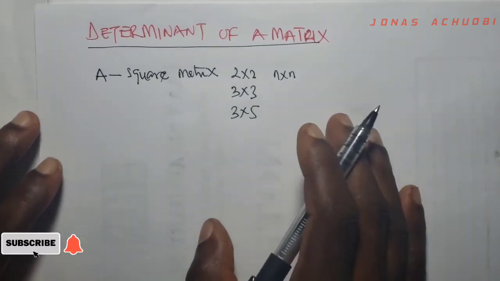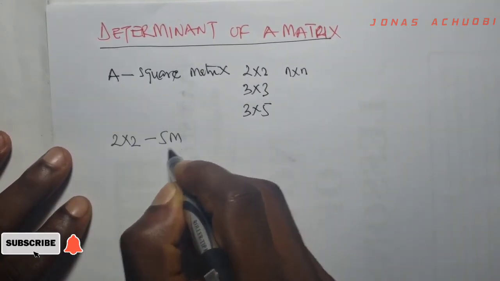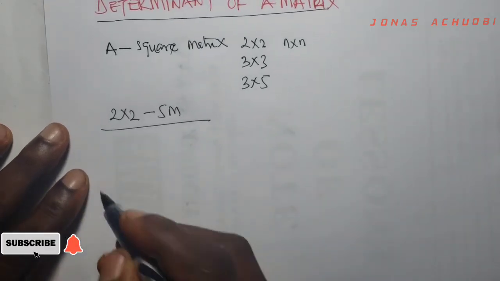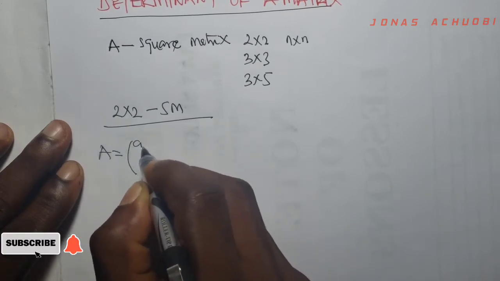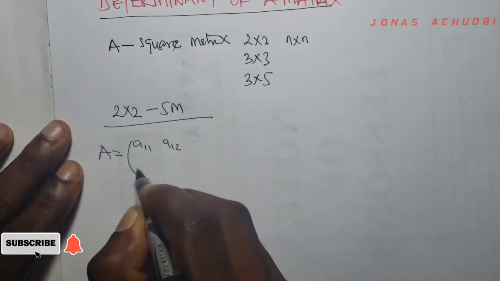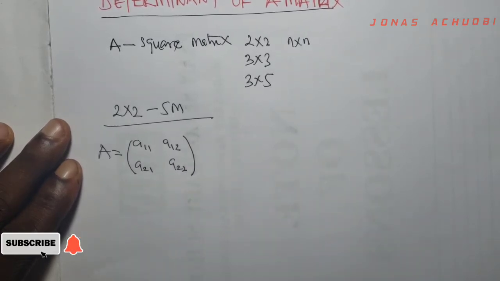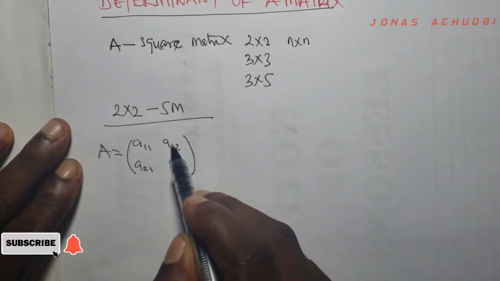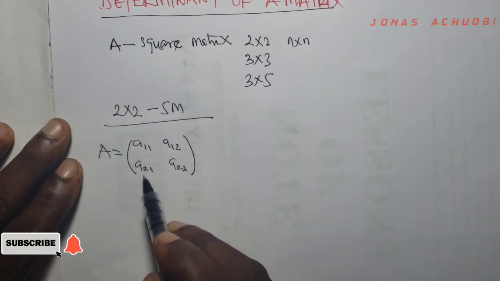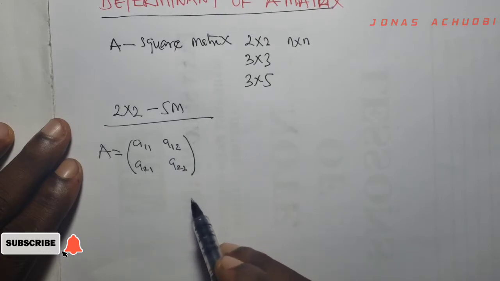What then is a determinant of a 2 by 2 matrix? So we start with a 2 by 2 square matrix. Now we know already how a 2 by 2 general square matrix looks like. So a11, a12, a21, a22. In my previous video, I had explained already what the subscripts mean. So a11 means this is the entry in row 1, column 1. a12 means the entry in row 1, column 2. a21 means the entry in row 2, column 1. And of course, a22 means the entry in row 2, column 2.